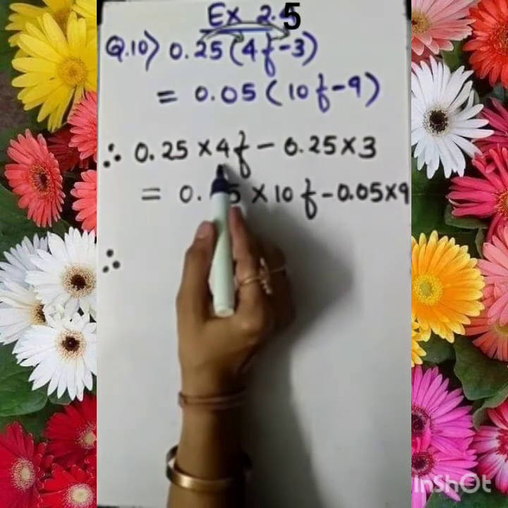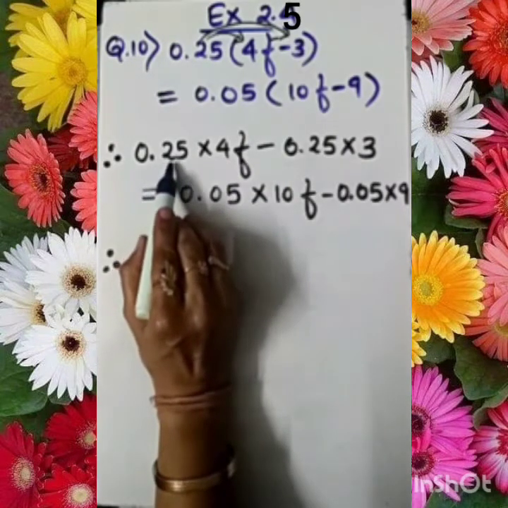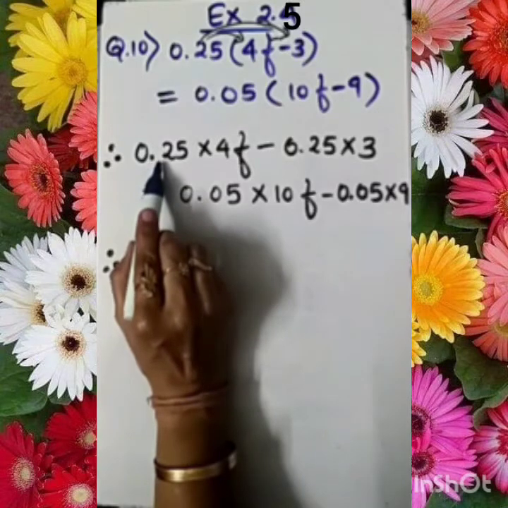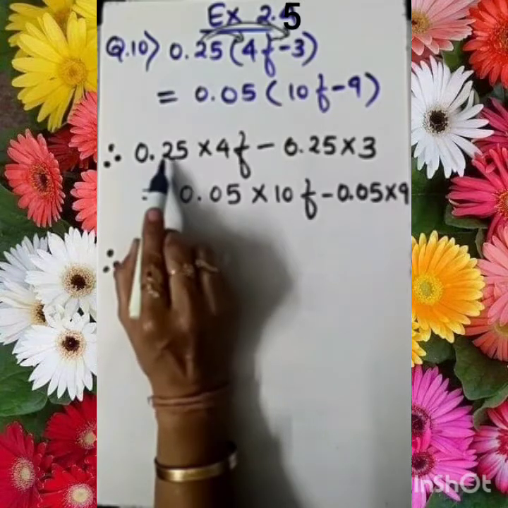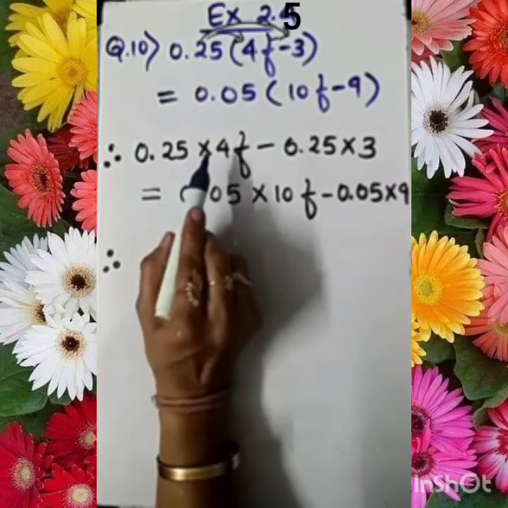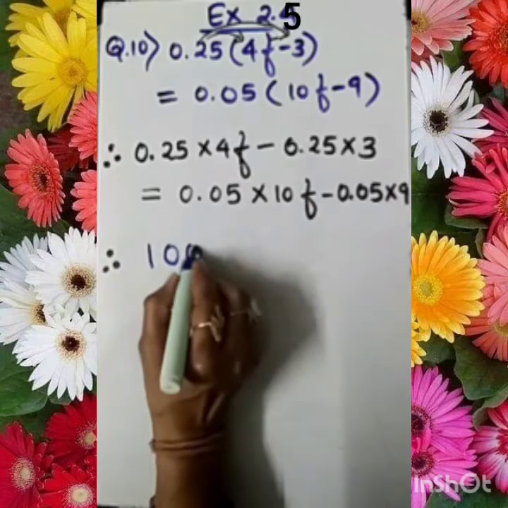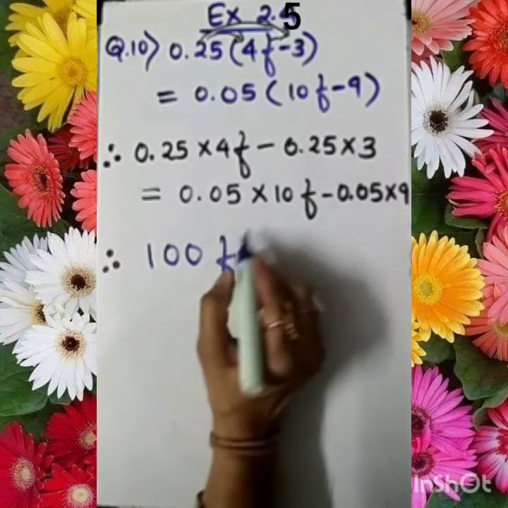0.25 multiplied by 4F. So how to go with that? Simply, for a while, forget this decimal 0.25. If I ask you to multiply 25 with 4, 25 times 4 is 100. Okay. And along with this F.